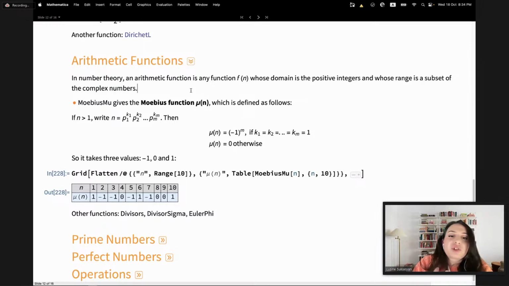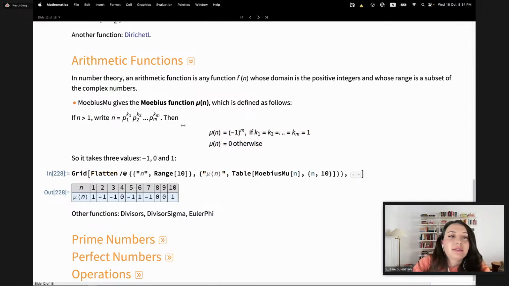It gives the Mobius function mu(n), which is defined as this. If we have the prime factorization of number n, and it is this, then the Mobius function is defined as this, right? Minus 1 to the power of m if k1 equals to km, that is 1, and 0 otherwise. So now it takes 3 values, minus 1, 0, and 1. You can here see the table of the values.